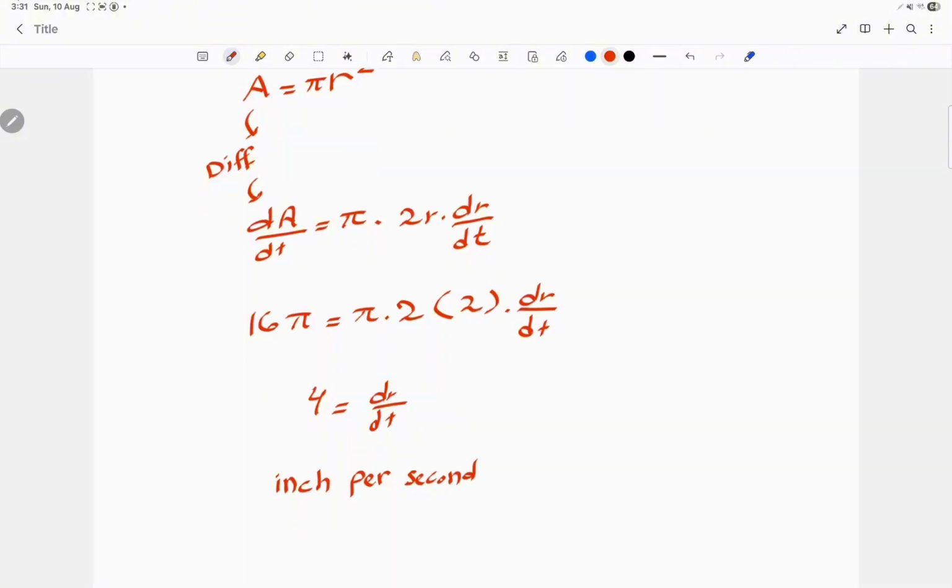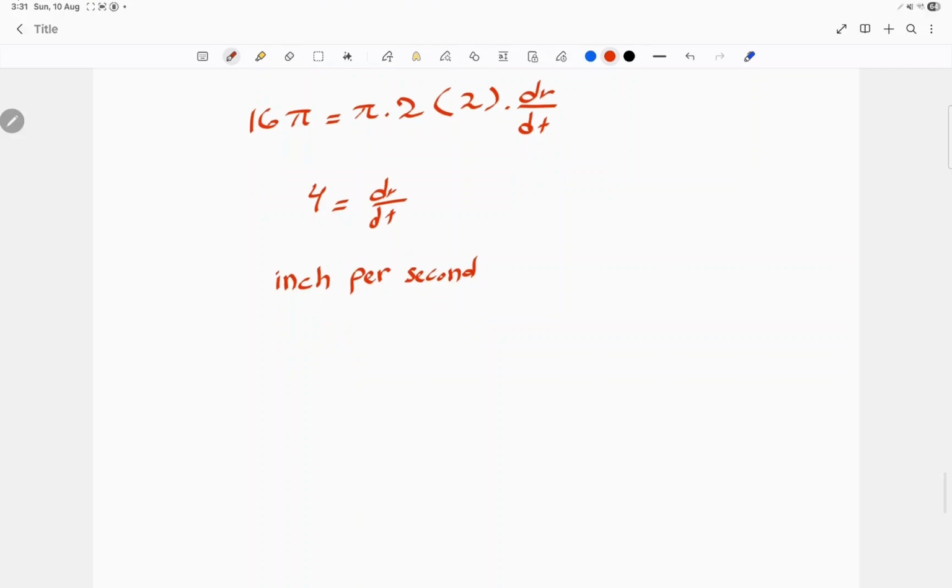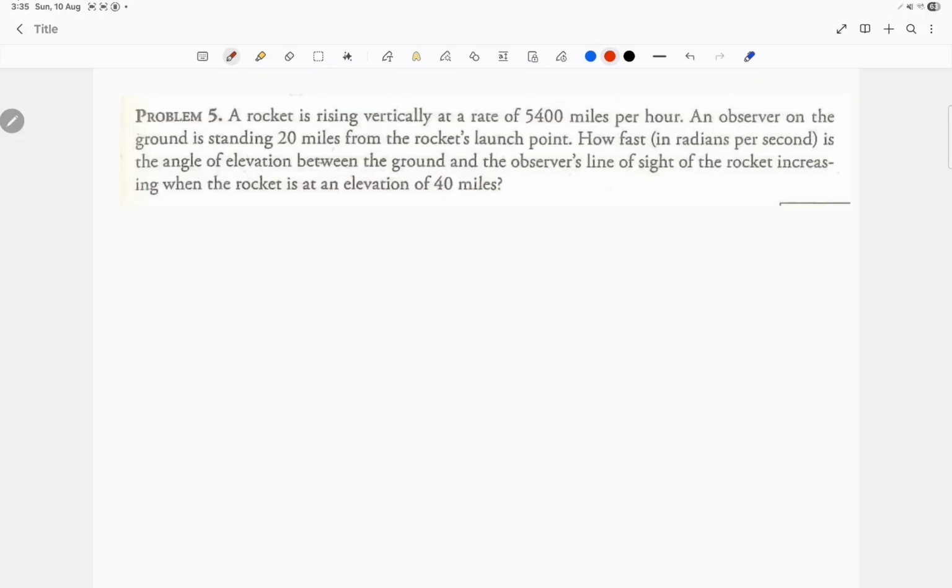Alright, guys. More problems for us. Let's go. A rocket is rising vertically at a rate of, which means dH over dt. How do I know it's dH, not dA or dV? Look at the dimension, it's mile. It's not mile squared, it's not mile cubed, and it's rising. That's called height.